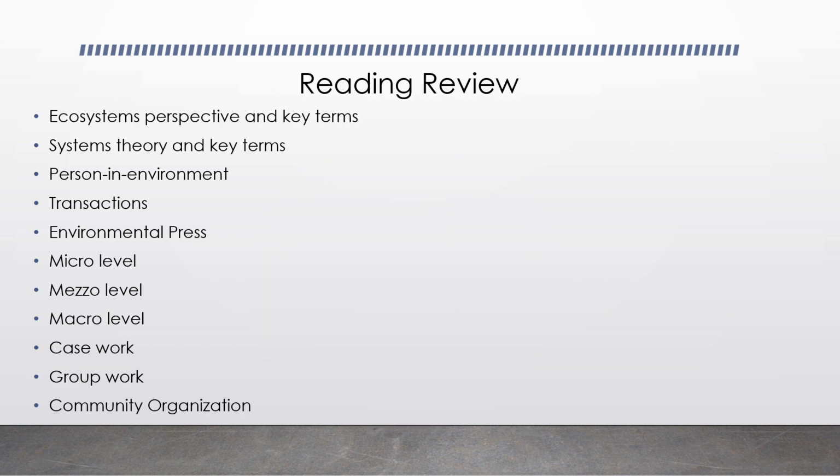Okay. These are some of the key terms and ideas that you should be familiar with from the reading. Ecosystems perspective and key terms, systems theory and key terms, the concept of person and environment, the idea of transactions, or what I'll call energy in later slides, environmental press, the levels of practice, so micro level, meso level, and macro level, and the ideas of casework, group work, and community organization.